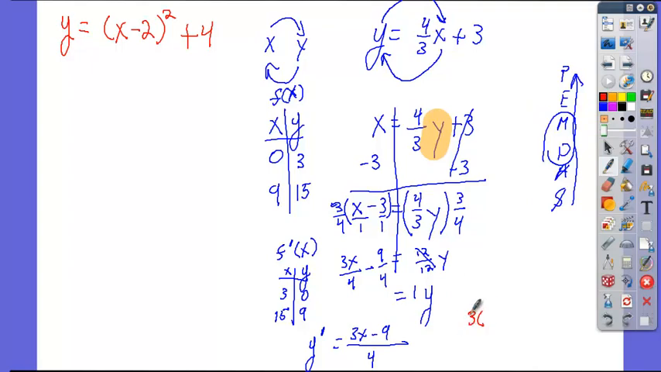So we have 3 times 3 minus 9 divided by 4, which gives me 9 minus 9 divided by 4, which gives me 0 divided by 4. And what is the value of 0 divided by 4? 0. So this one checked out. So let's go ahead and try the next one.